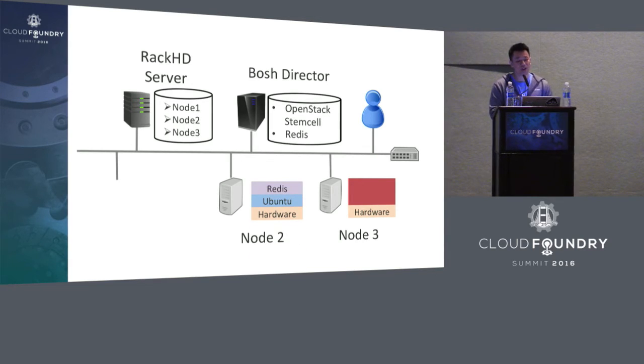So what happens if the user wants to upgrade a release? The user can just upload a new release to the Bosh director, and then the Bosh director will tell RackHD to deprovision, and then the RackHD server would remove everything on the node. And then the Bosh director would again tell the RackHD server to install the new stemcell onto the node. And then after that, the new version of the release will be installed on the node. So this is how Bosh can achieve CI/CD in a bare metal environment.